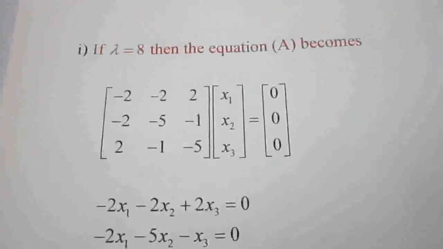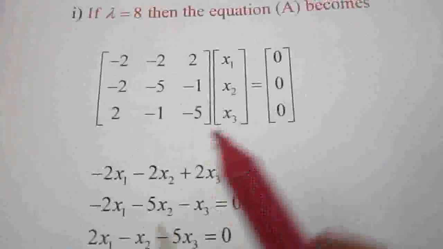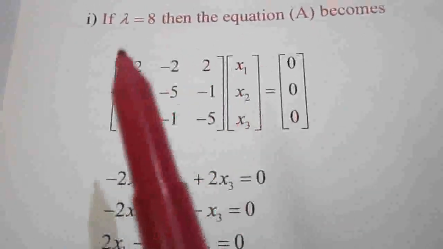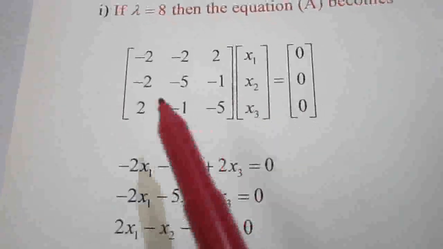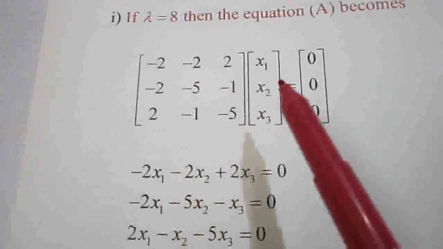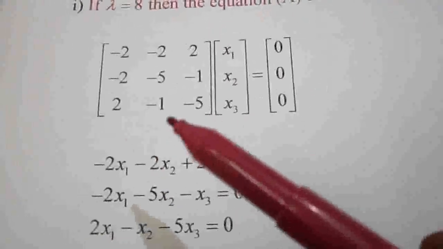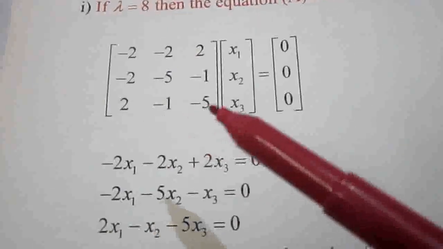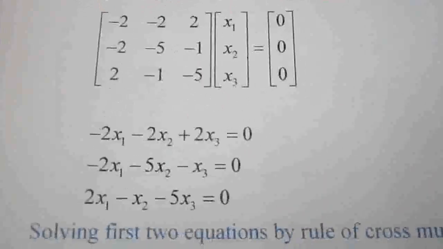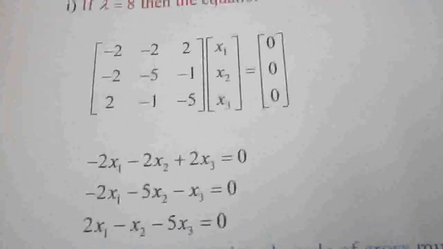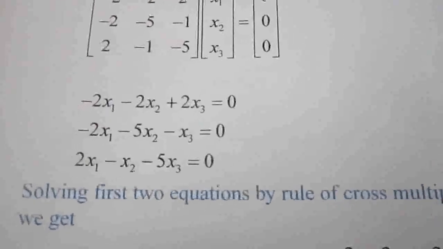Now by multiplying these two, I can find the 3 equations. The first row multiplied with the column gives minus 2x1 minus 2x2 plus 2x3. The second row gives minus 2x1 minus 5x2 minus x3 equal to 0. And the third gives 2x1 minus 3x2 minus 1x2 and minus 5x3 equal to 0. There are 3 equations, all different. Now I am going to solve by using the cross multiplication method to get the eigenvector.